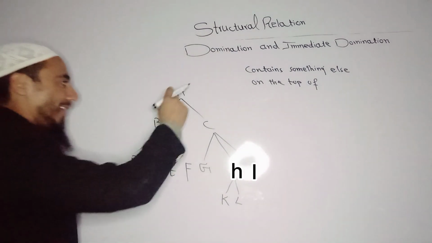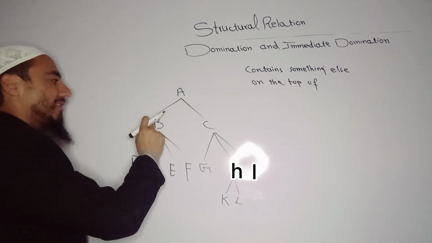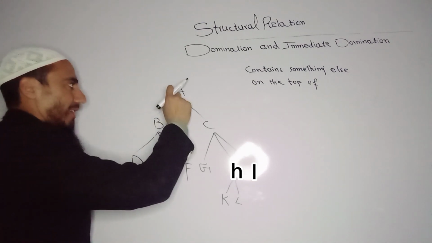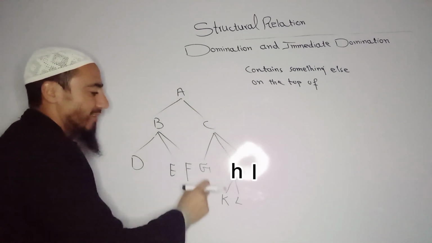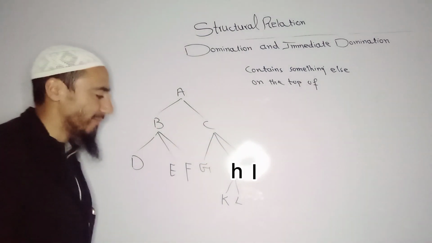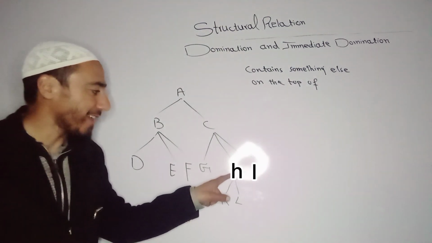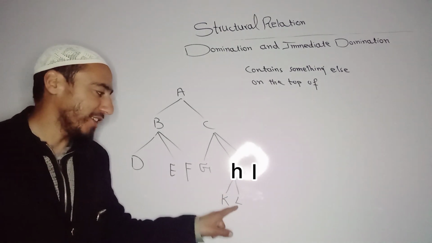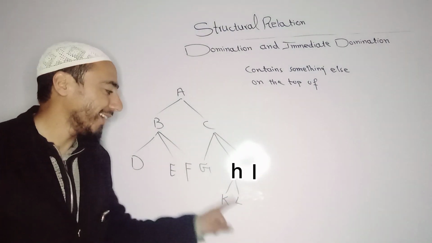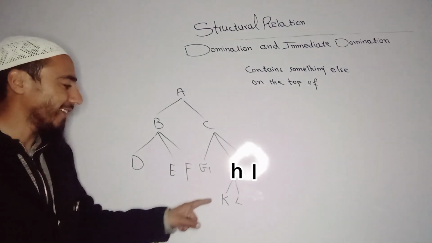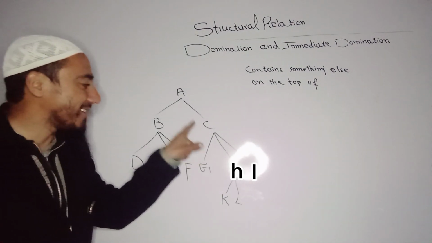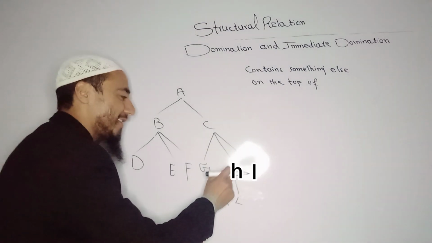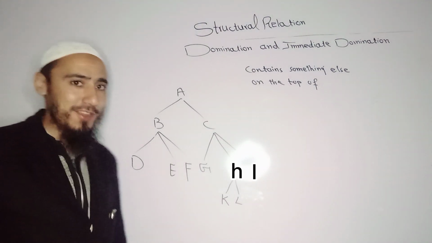However, A does not immediately dominate D because B is the intervener. A does not immediately dominate J because C is the intervener. Same is the case, H immediately dominates K and H immediately dominates L. However, remember that C does not immediately dominate K and L because here H is the intervener.